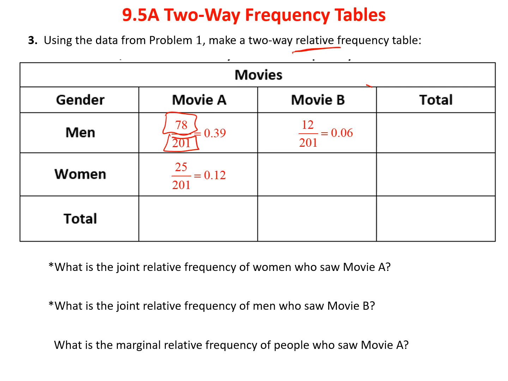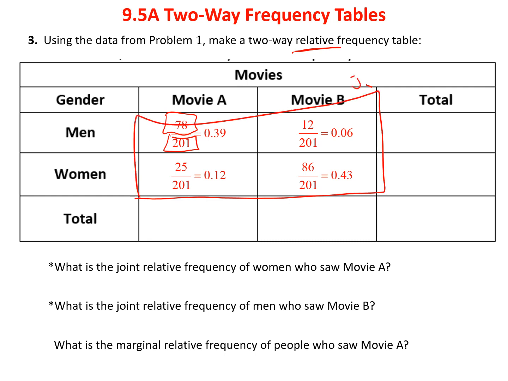And here for the women, 25 out of 201 is 12%. And for the women who like B, 86 out of 201, 43%. So I can do that. Those would all be joint. These would all be my joint.